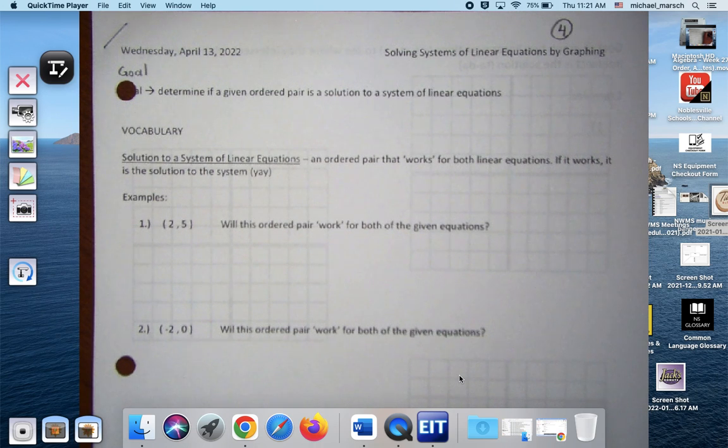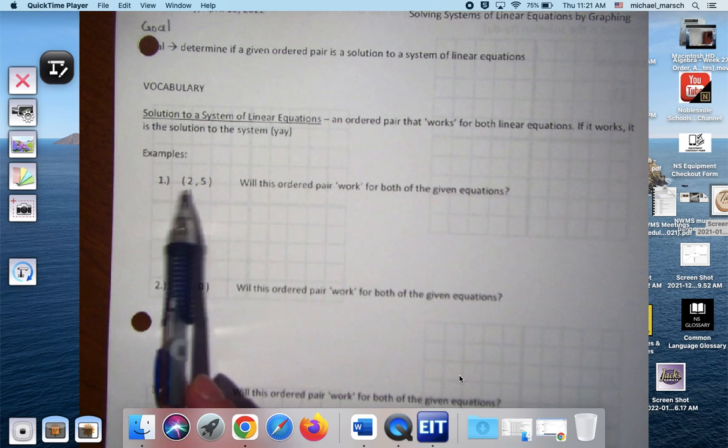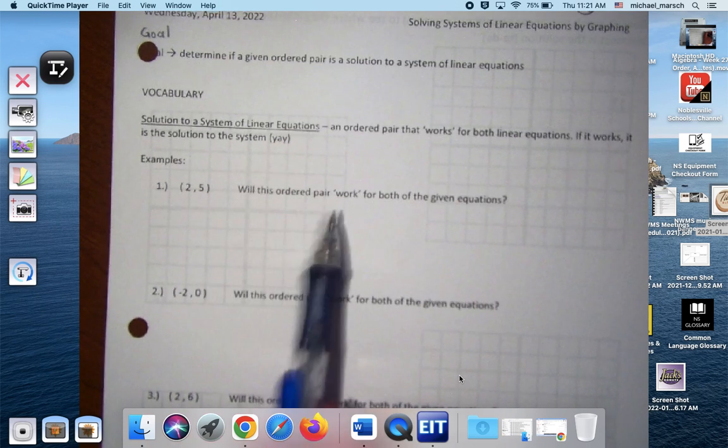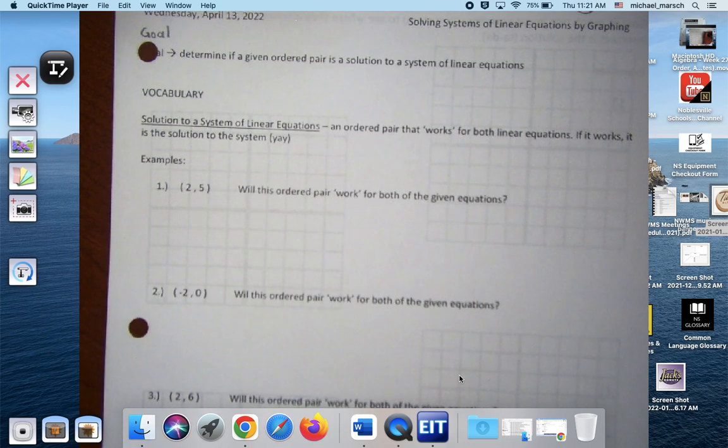Let's focus up at the board for me. Thank you. Our goal is to determine if a given ordered pair works for both equations. So I'm actually going to give you the equations. You don't have them on your paper yet.